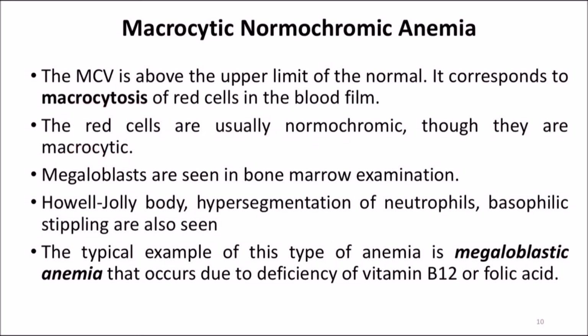Megaloblasts are seen in bone marrow examination. Oval macrocytes, Howell-Jolly bodies, hypersegmentation of neutrophils, and basophilic stippling are also seen in macrocytic normochromic anemia. The typical example of this type of anemia is megaloblastic anemia, which is due to the deficiency of vitamin B12 or folic acid. So megaloblastic anemia is a typical example of macrocytic normochromic anemia, due to the deficiency of vitamin B12 or folic acid.